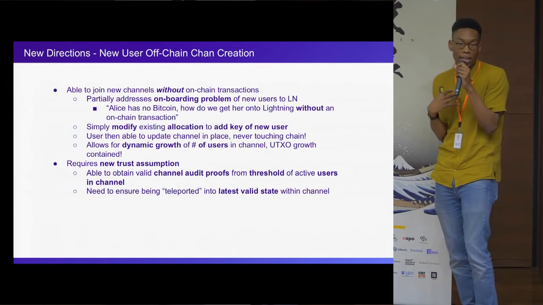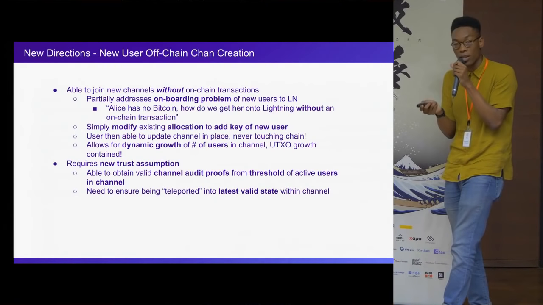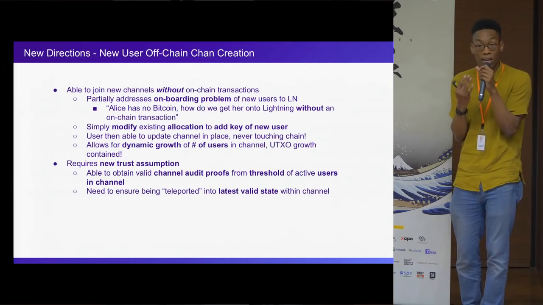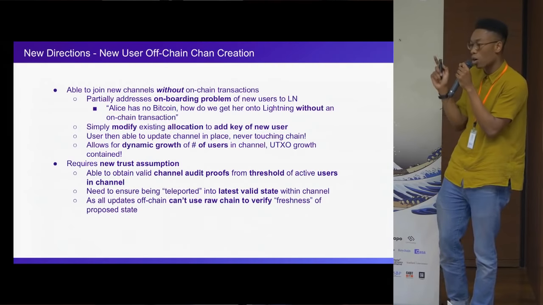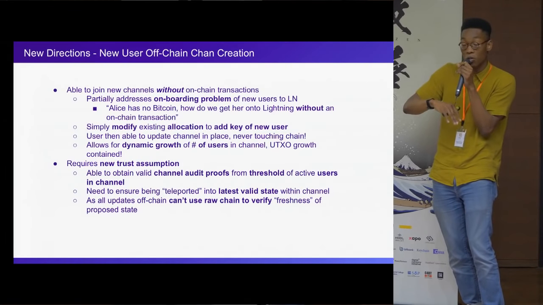So let's say I paid someone like $5 and they got me into a new multiplayer channel. How do I actually know this is the most valid state? The thing is, if this is not the most valid state, then I basically lost money, right? Because if I try to publish my commitment, it's revoked and I would lose all the money itself. So instead, we basically need to have something I call a channel audit proof, where you prove to me the existence of the channel within the multiparty tree itself.